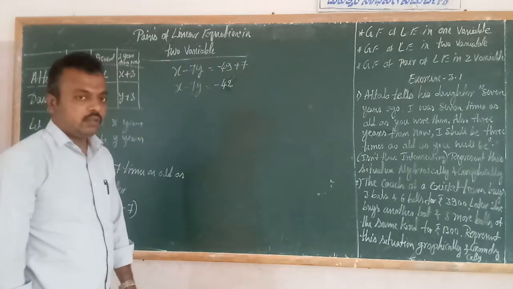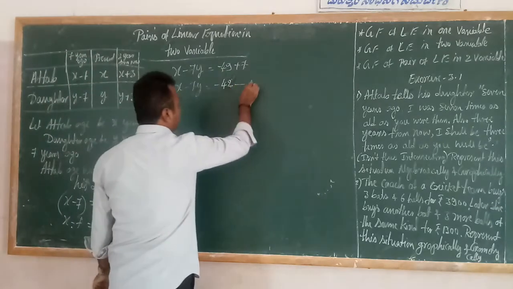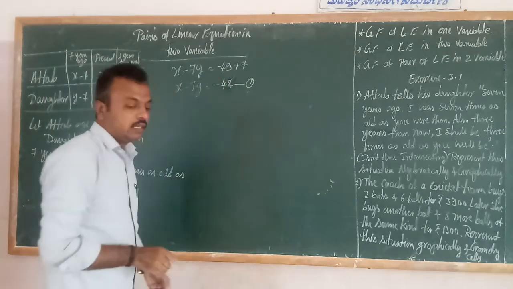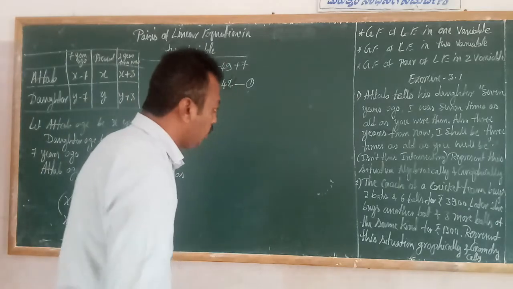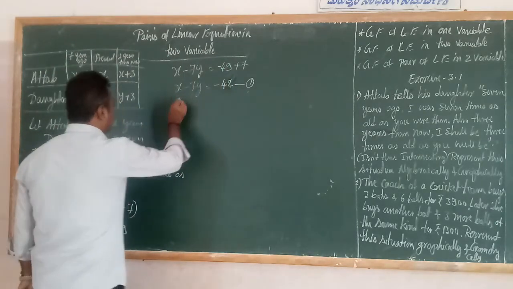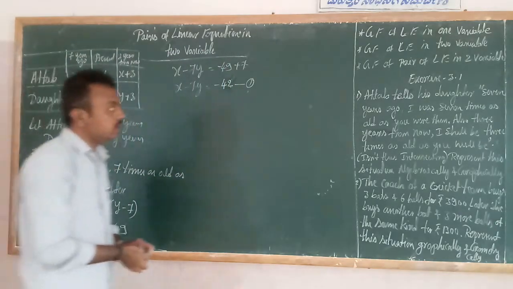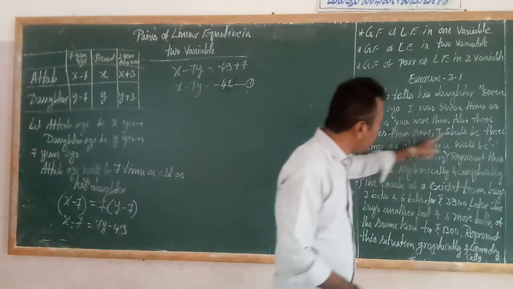Minus 42. So this is the quadratic number equation number 1. Okay. Next one, equation number 2nd. So what is the second condition? So let me check it. What is the second condition?